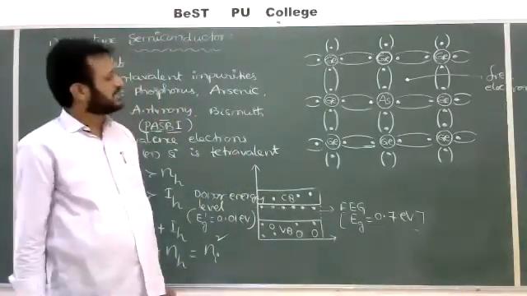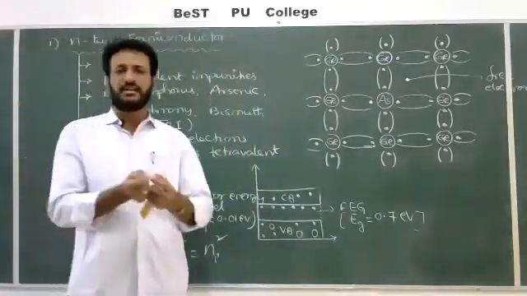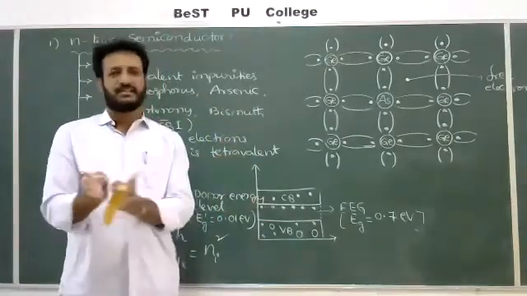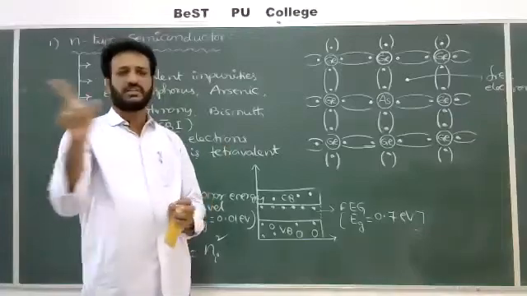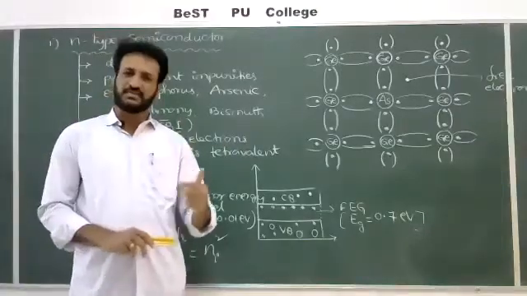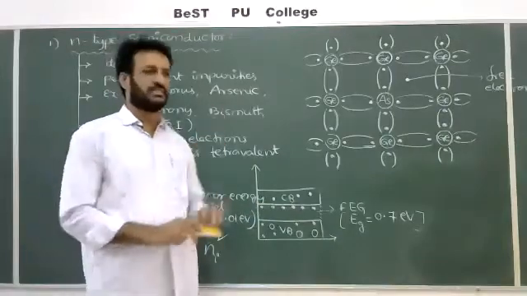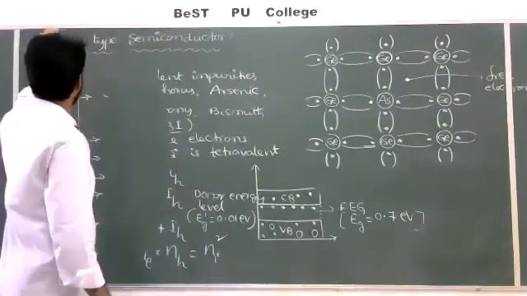In N-type semiconductor, if you connect one cell or battery to the N-type semiconductor, all the electrons are moving towards the positive terminal of the battery, but the holes are moving opposite to the positive polarity of the battery. So the current is due to both electrons and also holes, but majority electrons and minority holes. That's about N-type semiconductor. Next we'll go for the second one, P-type.